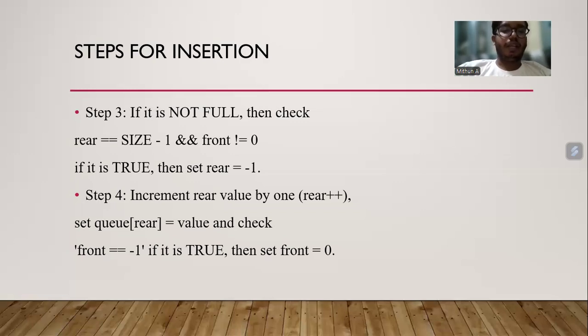Next we increment the rear value by 1, so it moves to the next position. Then set q of rear equal to value, and check front. Front is now -1. If it's true, then set front equal to 0. Here we have taken front equal to -1, and it is actually 0, and the front will increment and become 1.